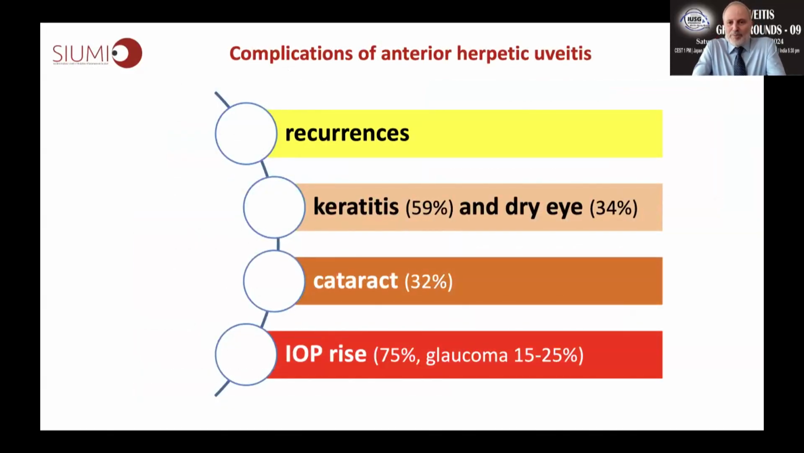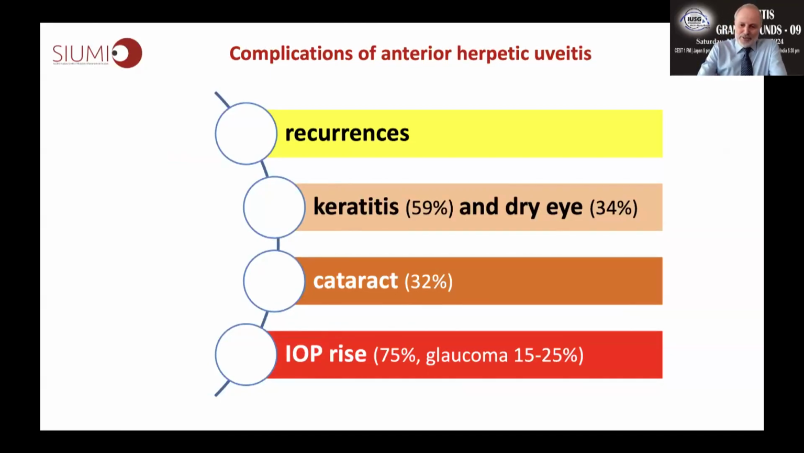So we have to address complications of anterior herpetic uveitis that are mainly constituted by recurrences, number of recurrences, and their frequency, the onset or possible onset of keratitis and dry eye, cataract and IOP rise, but I will address these complications and the management of these complications after Dr.